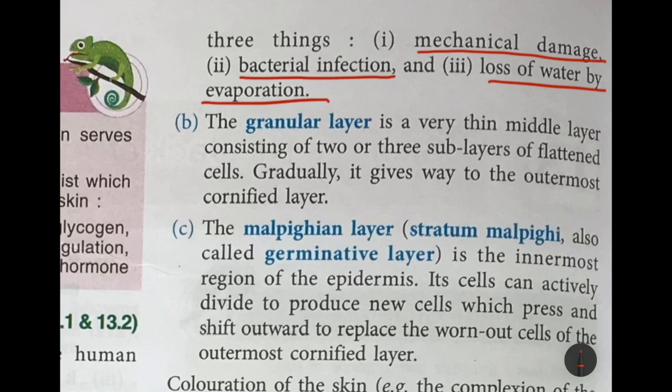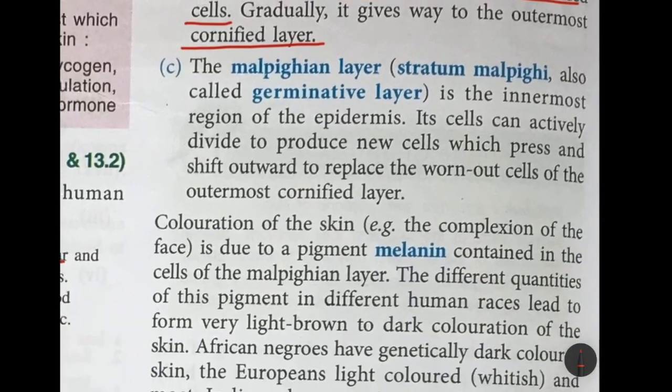Next is the granular layer, the second layer. It is a very thin middle layer. It is made up of two or three sub-layers of flattened cells. Then of course they will move further forward to form the conified layer, that is the outermost layer.